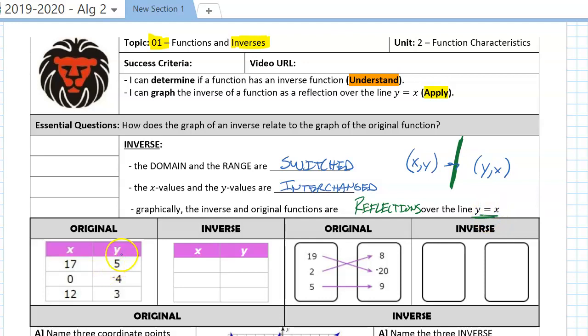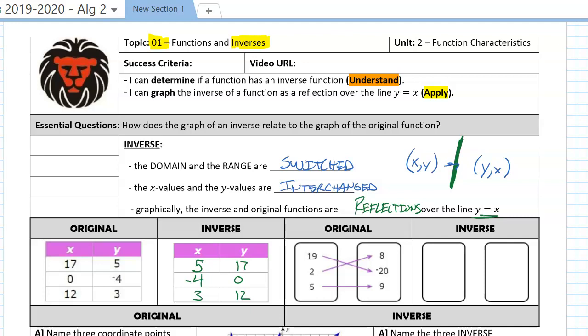So, very simply, if I gave you the original function in this table, what would the inverse look like? Well, 17.5 would turn into 5.17, 0, -4 would turn into -4, 0, and 12.3 would turn into 3.12.